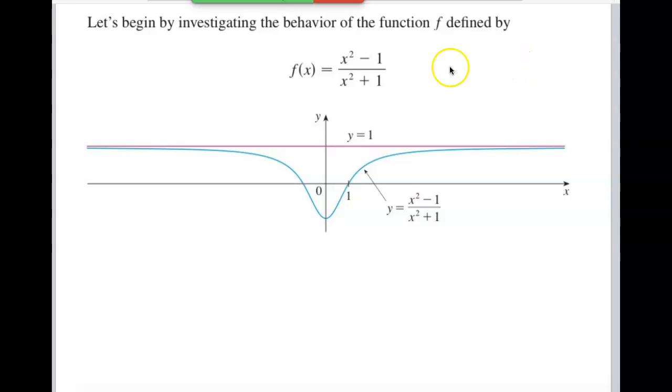So what I want you to do is get your calculator, go ahead and plug that function into y1. And we're going to make a table where we just make x infinitely large positive.